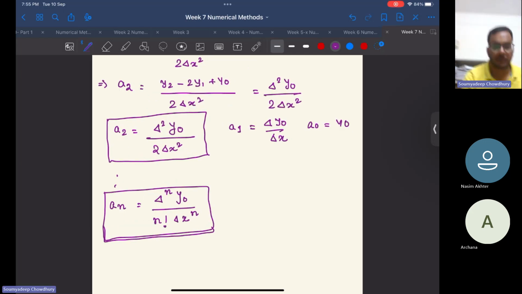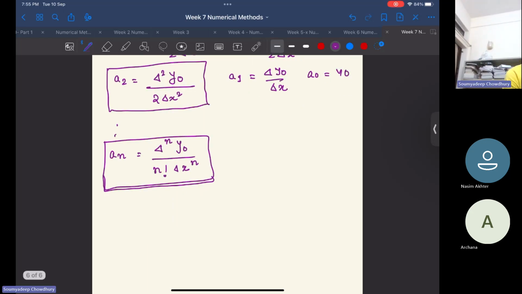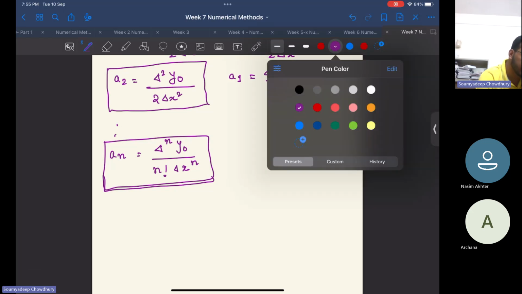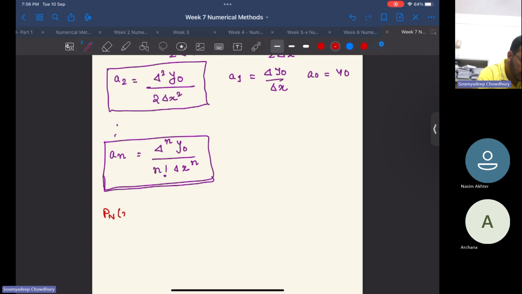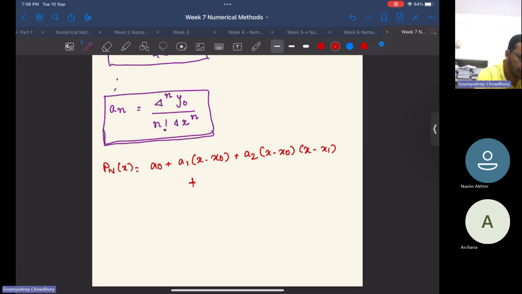So now we will move on. We have found the coefficients, a0, a1, a2, an, like that. Now we'll reconstruct the polynomial. What was my polynomial? It was a0 plus a1 into x minus x naught plus a2 into x minus x naught into x minus x1, up to an into x minus x naught into x minus x1 dot dot x minus xn.